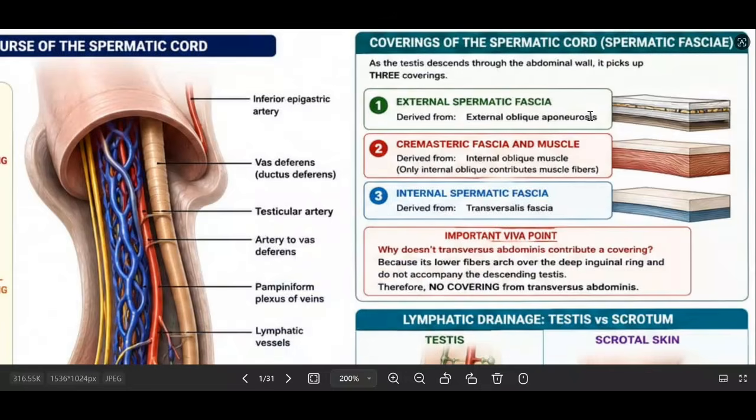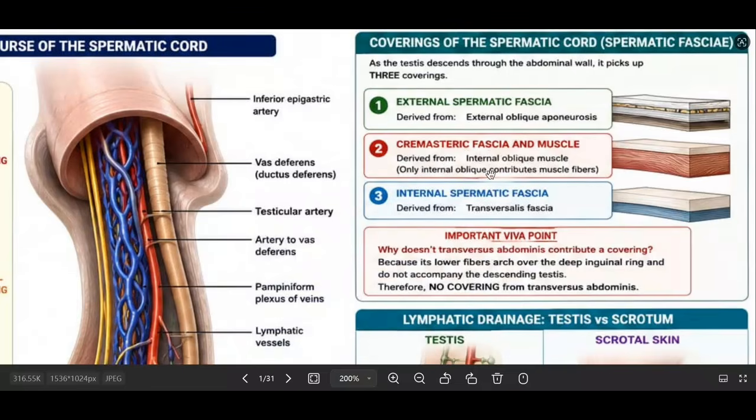Now about the coverings of the spermatic cord: as the testes descend through the abdominal wall, they pick up three coverings. From the muscle from where they pass, they pierce the fibers and form the coverings around it, and these coverings form the fascia. The first is the external spermatic fascia, which is derived from the external oblique aponeurosis. Then the second covering is the cremasteric fascia and the cremaster muscle, which, as we already mentioned, is derived from the internal oblique muscle, and you can remember that only the lowest internal oblique muscle contributes muscle fibers.